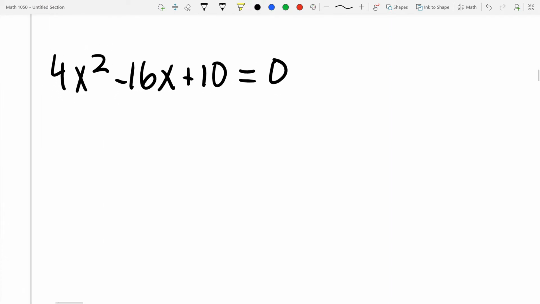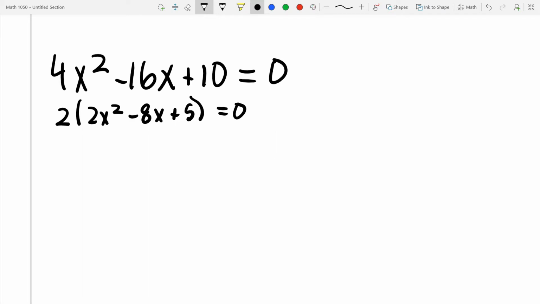There are multiple things that you can do right here, okay? What would you do? Be specific. I would take out a 2. I'd get those numbers as small as I can. So I would take out a 2. Then I'm left with 2x squared minus 8x plus 5 equals 0.